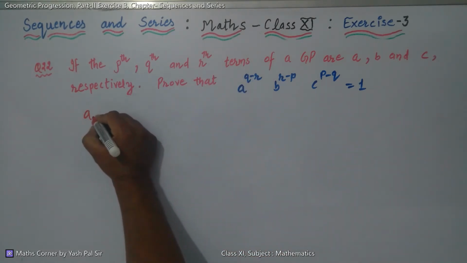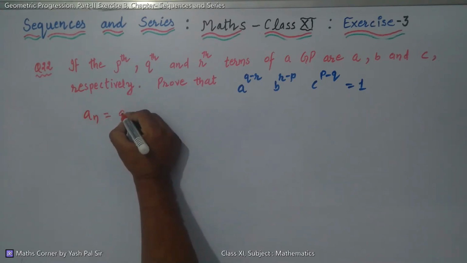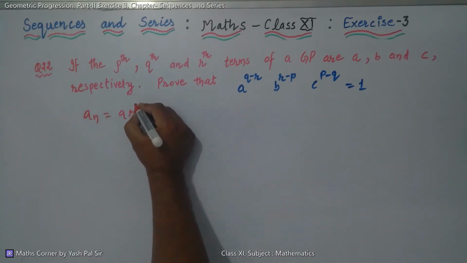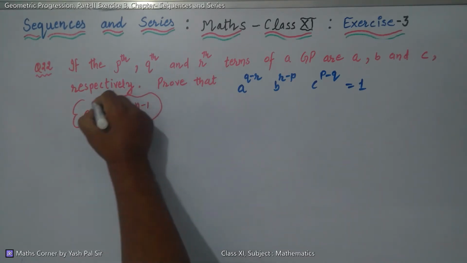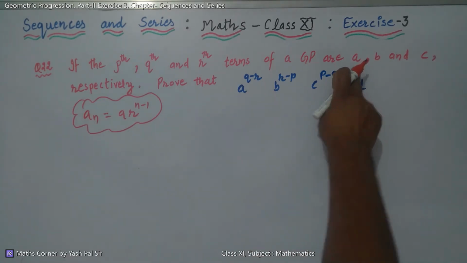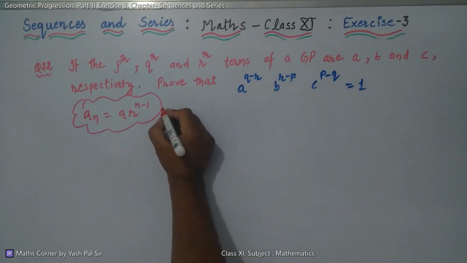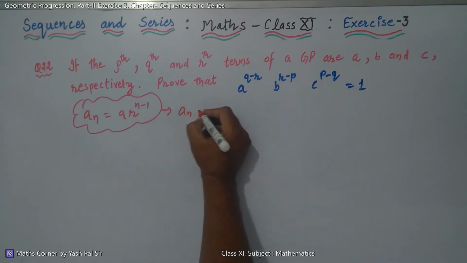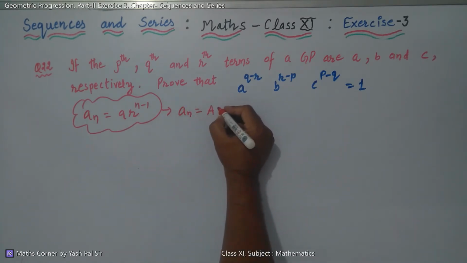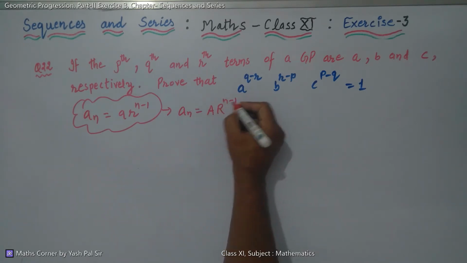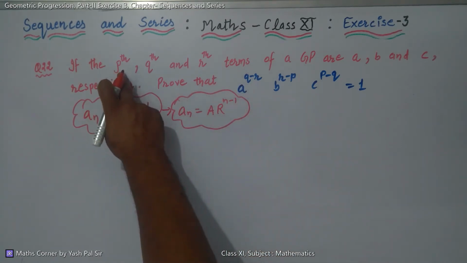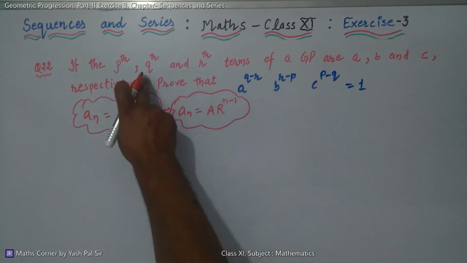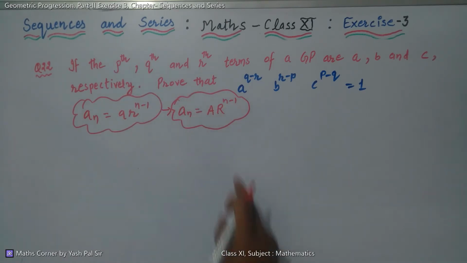In order to find the nth term, we write an is equal to a into r raised to power n minus 1. But here a is already used for the term, so small a we cannot take. We change this to an is equal to capital A into capital R raised to power n minus 1. So this formula we use now. For the pth term put n is equal to p, for the qth term put n is equal to q. Likewise, we solve this question now.